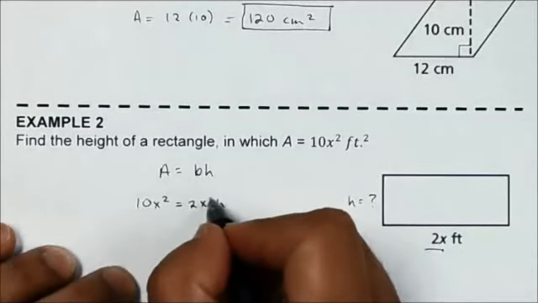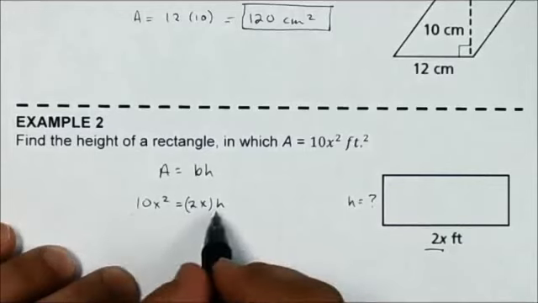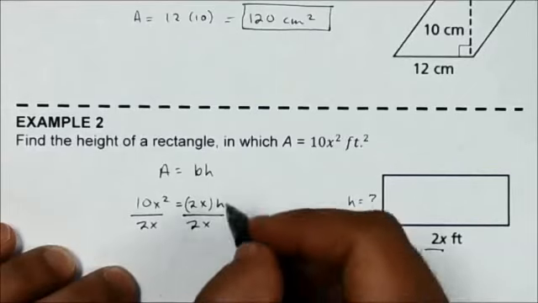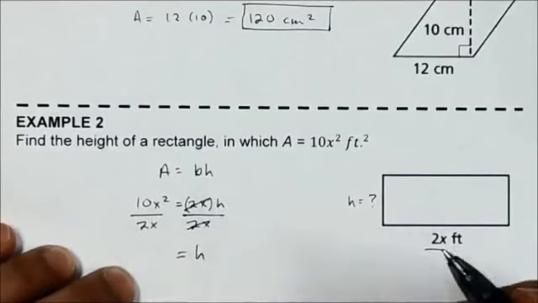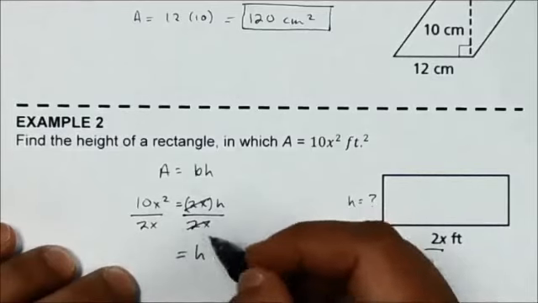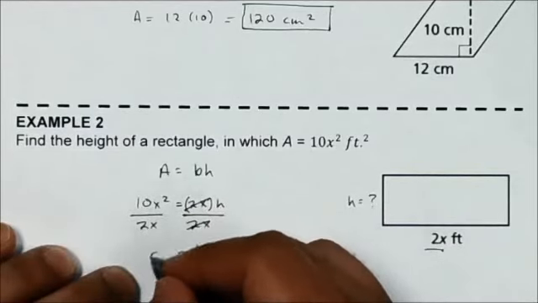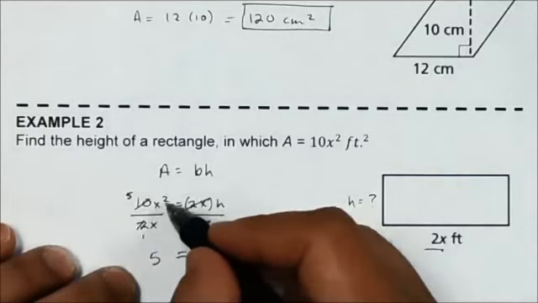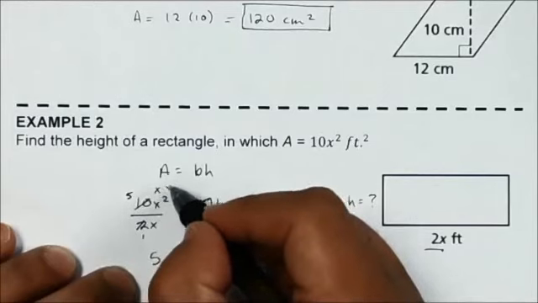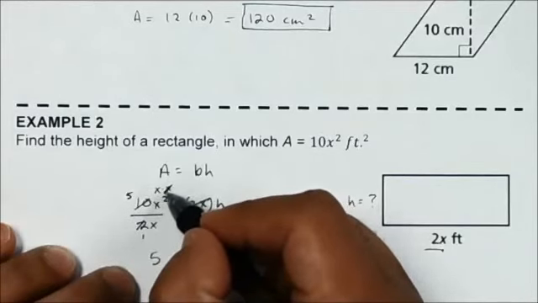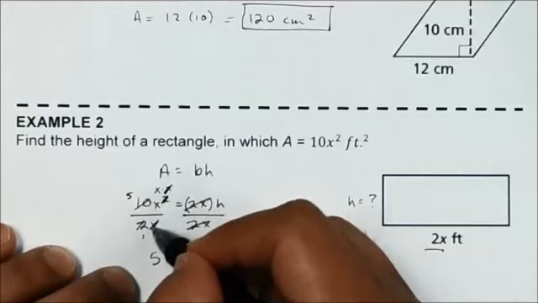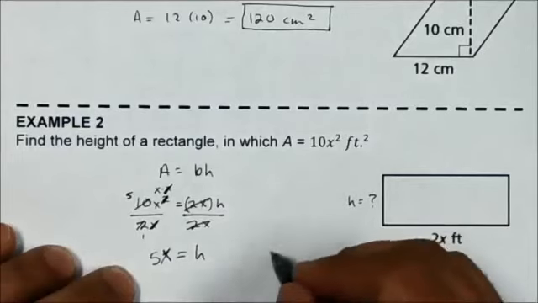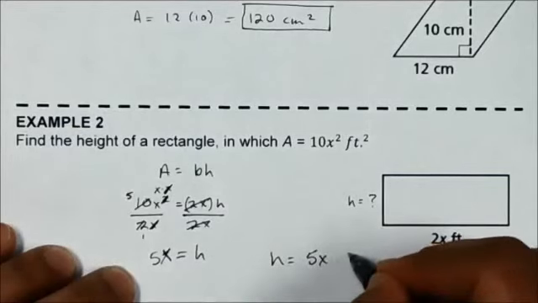All right, so now I can take this base, and I'm going to divide both sides by the 2x. Okay, these factor out, so I just have an h on the right. 10 divided by 2, that's going to be 5. I can factor out a 5. And if I have x squared, remember that that's x times x. So I can take one of those x's out from the top and the bottom. So that's just going to leave me 5x. So my height is 5x feet.